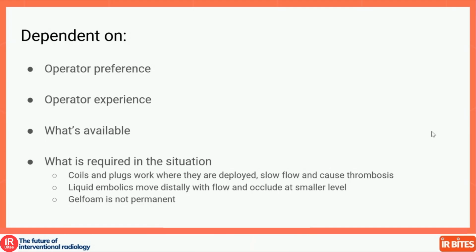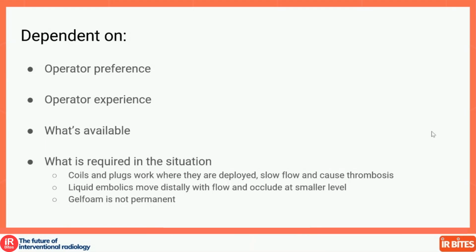So these embolics, they work in different ways. So coils and plugs, they work where they are deployed. They slow bleeding and cause thrombosis, but they rely on the patient's clotting to do some of the work, which is why I was hammering the point of correcting coagulation. There's no point in trying to do an embolization with something like coils if the patient's anticoagulated or the coagulation is just not working properly.